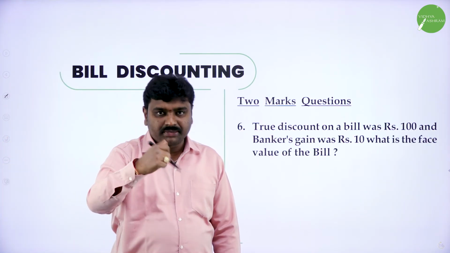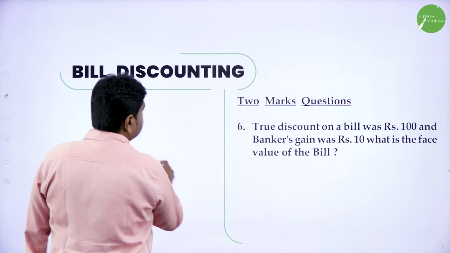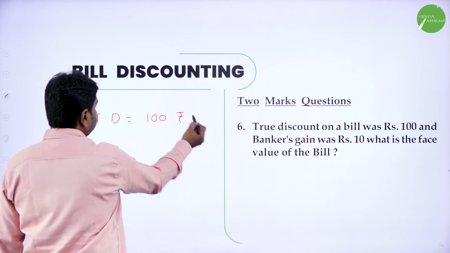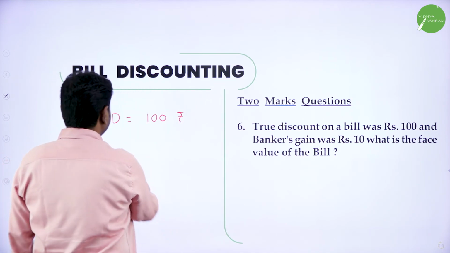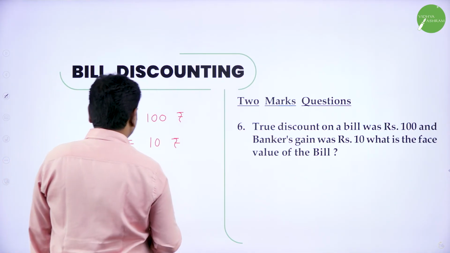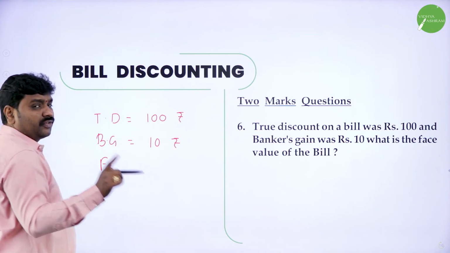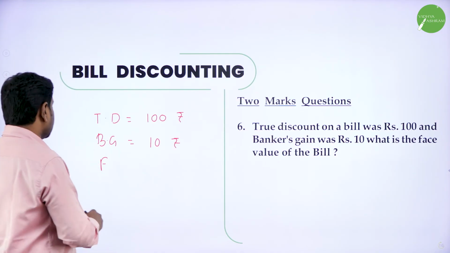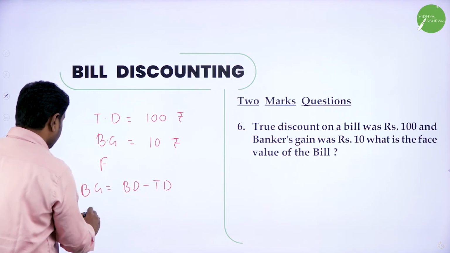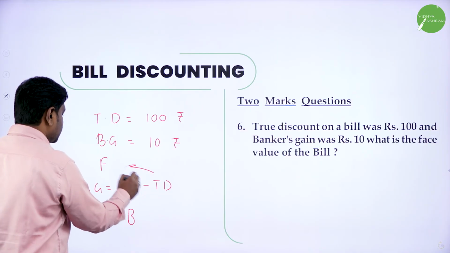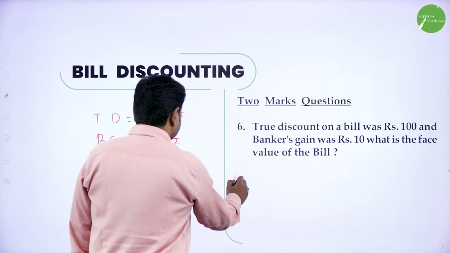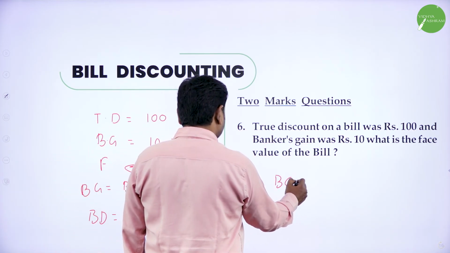Okay, now we'll go to question number 6. True discount on a bill is rupees 100, meaning they give the true discount as rupees 100. And banker's gain, they give BG, rupees 10. What is the face value they want? They want the face value. See, if you want the face value, first calculate banker's discount. So we have a formula, BG is equal to BD minus TD. So first get BD. It will become BG plus TD, with TD going to the other side. So banker's discount is banker's gain plus true discount.